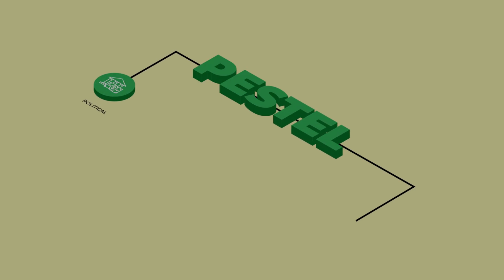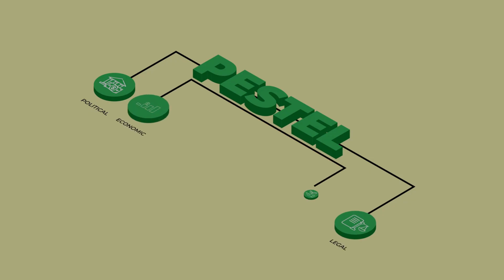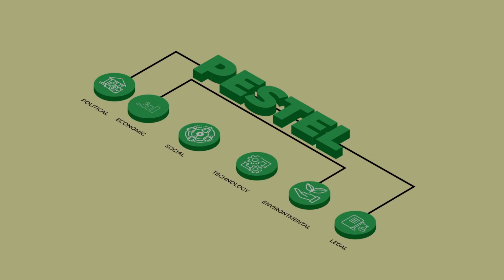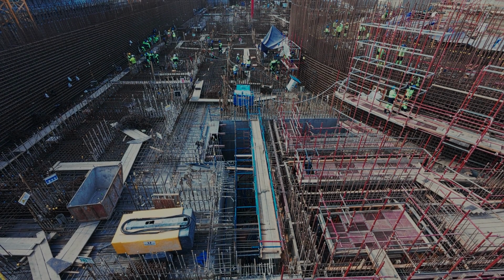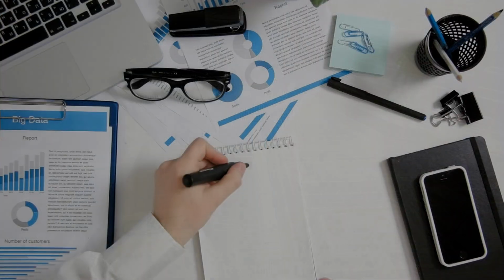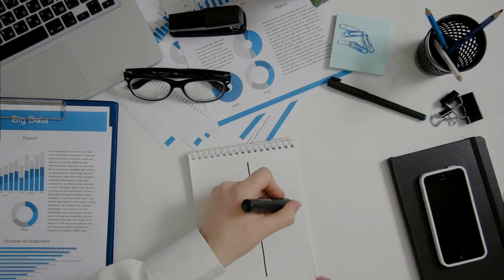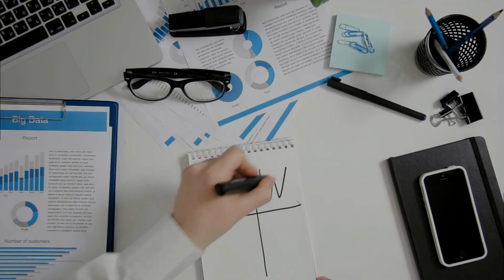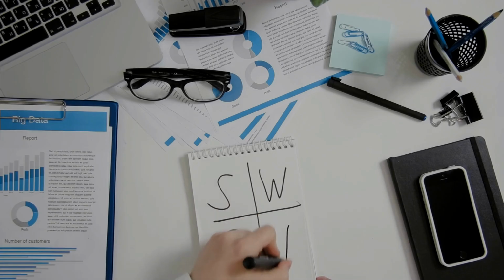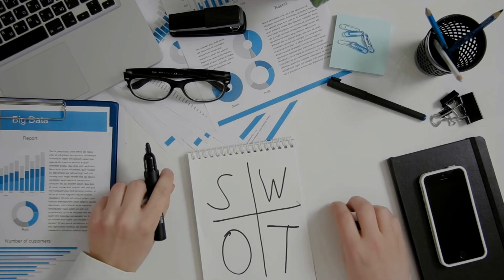PESTLE analysis focuses entirely on the external environment. It examines political, economic, social, technological, legal, and environmental factors. The method is especially useful for large infrastructure or social projects. Both analyses help us think strategically, identify our strengths, anticipate risks, and make use of external opportunities. They're at the core of a sustainable and successful project.